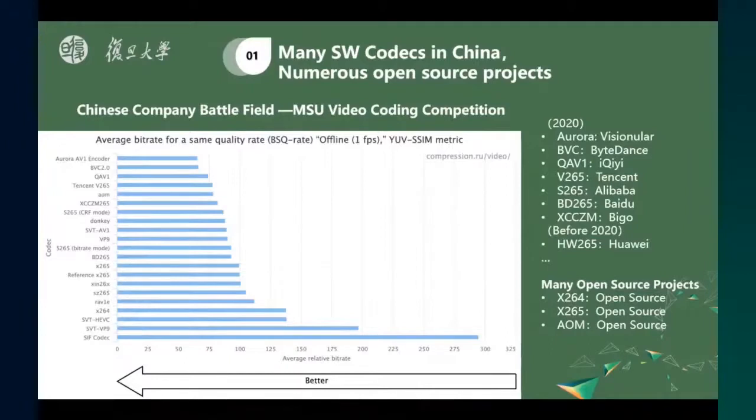And before 2020, Huawei's HW265 won the first place award. And besides these commercial software codecs, there are numerous open source projects for software codecs, like the X264 and the X265, and also the AOM.